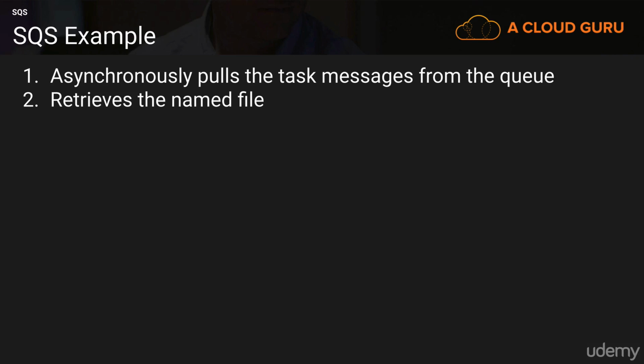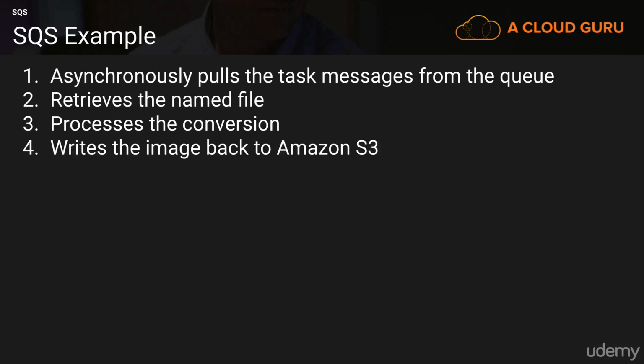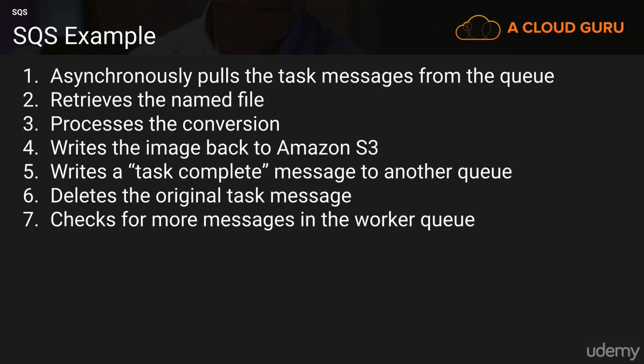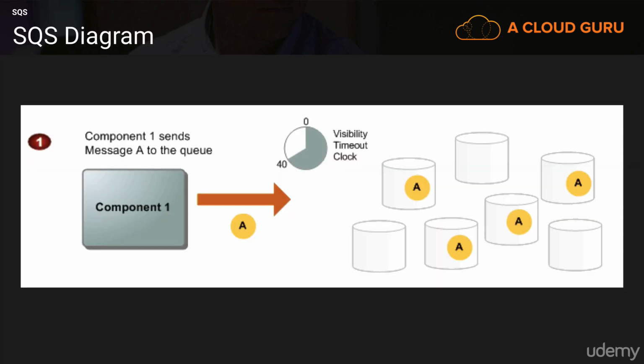So it's basically polling the messages from the queue, then retrieves the file name of the image. It then processes the conversion, so it might apply a watermark. It then writes the image back to S3. It then writes a task complete message to another queue, and then it deletes the original task message, and then checks for more messages in the worker queue. Okay, so let's look at this diagrammatically.